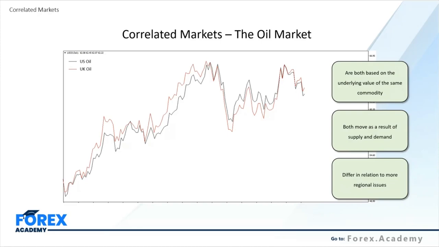We have two oil markets here, two benchmarks, one European and one US, of course. Both are commodities, and they move as a result of supply and demand, and they differ in relation to more regional issues. So when we see large shifts in supply, or an increase in supply, which has been very much the case for 2017 and leading on to 2018 from fracking, which is a US process, obviously drilling into the rocks, we see a lot of US increase in supply having a very strong effect to the downside in US oil and the global oil markets.